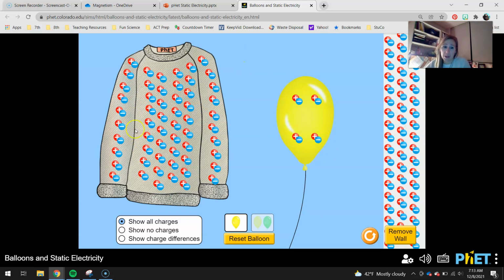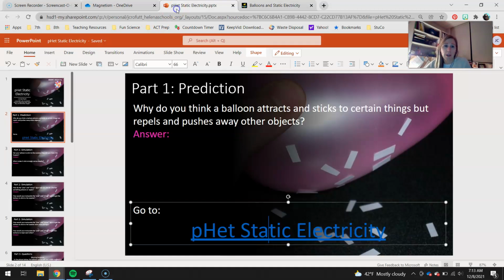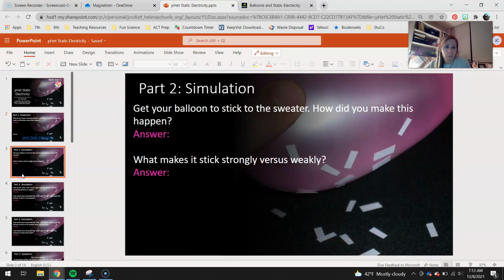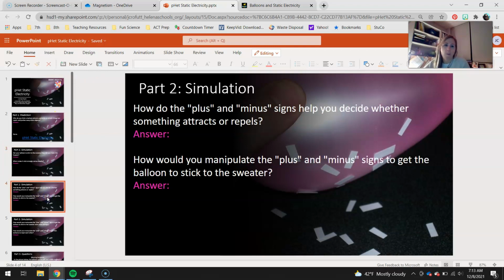We have the wall, we have the balloon, and we have the sweater. All right, so get your balloon to stick to the sweater. How did you make this happen? You're going to mess around with it and see how you made it happen. And then what do you think made it stick strongly versus weakly? Try to get it to stick where it's really hard to remove from the sweater versus where it's barely stuck there. Okay, how do the plus and minus signs help you decide whether something attracts or repels?